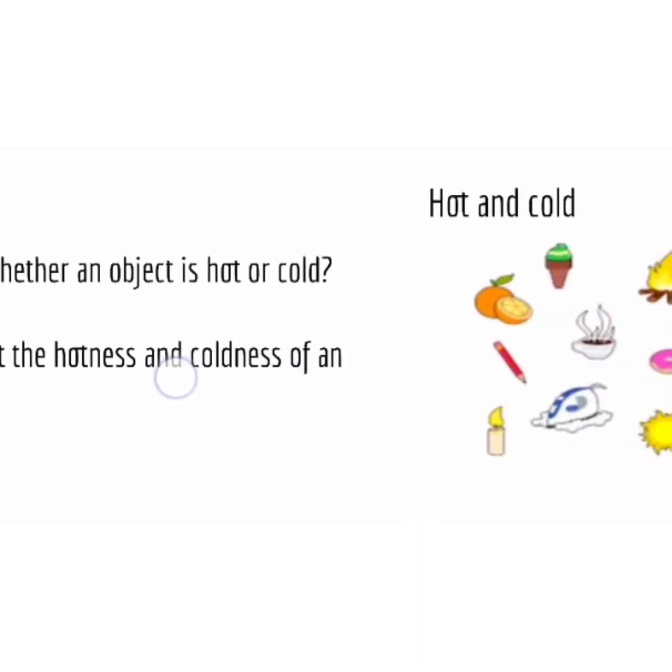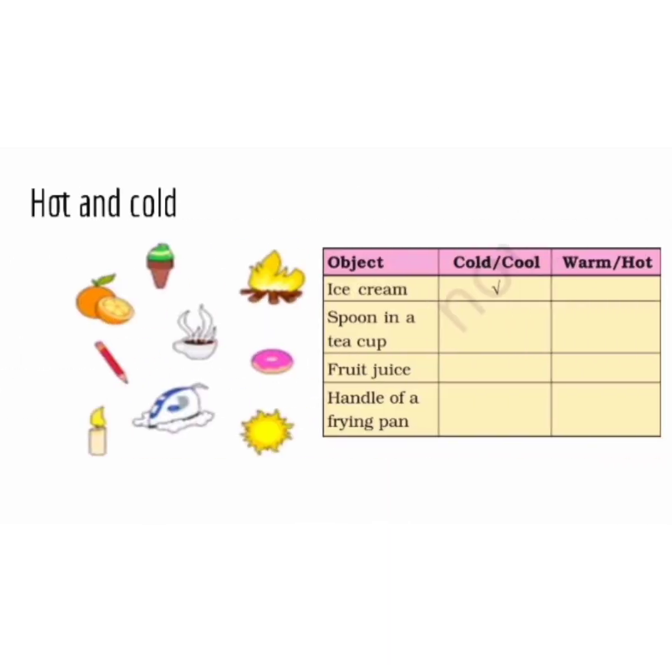In our daily life, we come across a number of objects. Some of them are hot and some of them are cold, right? Tea is hot, ice cream is cold, the fruits are cold, the sun is hot. Like that, we can classify the objects into cold and hot, right? Let us list some objects we use commonly and mark these objects as hot or cold.